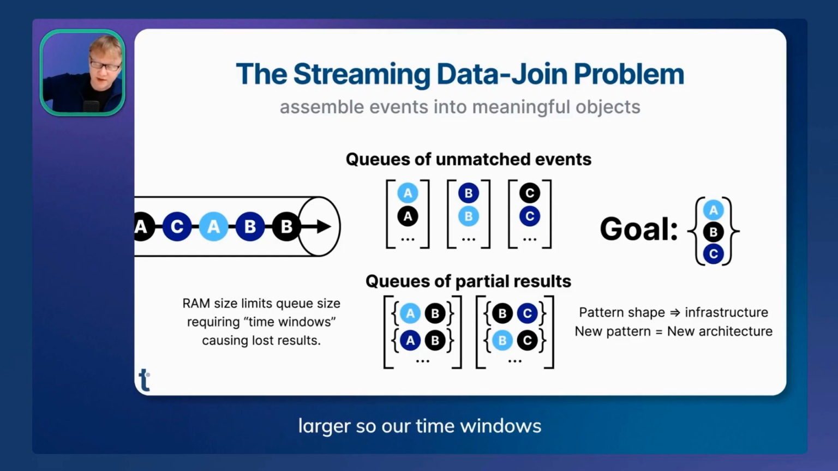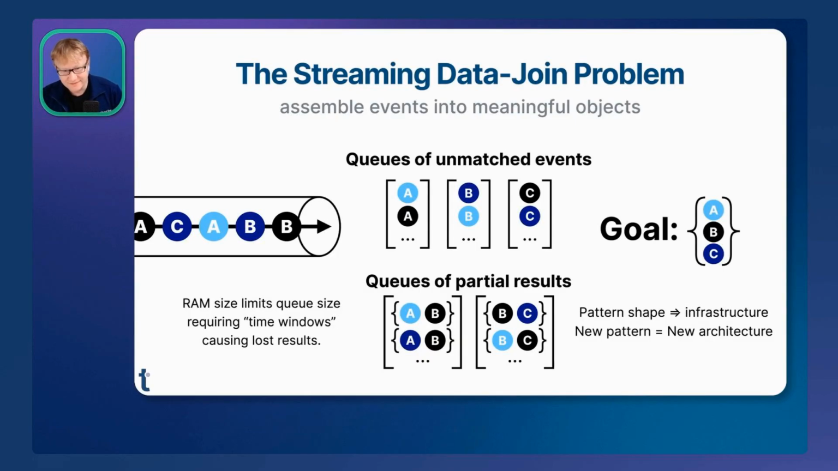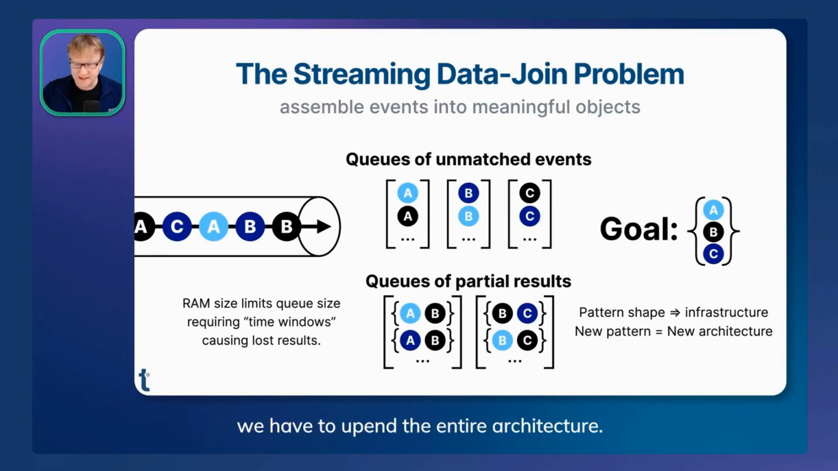Maybe they're larger, so our time windows get bigger. But now the pattern of these queues that could have been held in RAM are now spread across systems and the architecture of the whole pipeline. That might work, and it might work for a while until we need to change it. And as soon as there's a change that's needed to the pattern we're looking for in the end, we have to upend the entire architecture. A new pattern means we have to redesign the architecture of the pipeline.